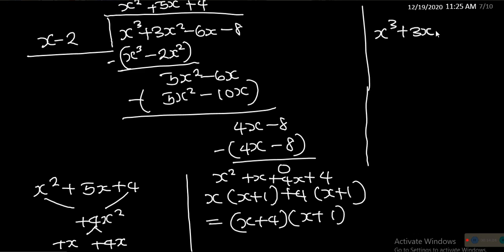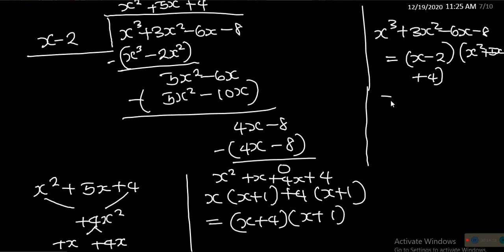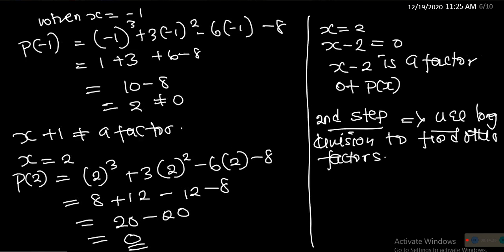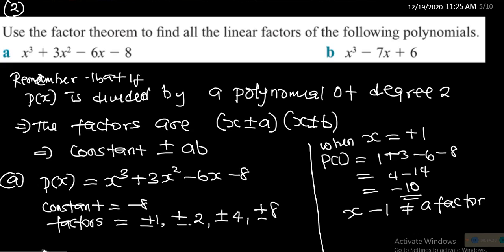Therefore we can write the whole of this expression: x cubed plus 3x squared minus 6x minus 8 equals x minus 2 into x plus 4 into x plus 1, and that is the answer, guys. So this is how to use the factor theorem to find all the factors of a given polynomial.